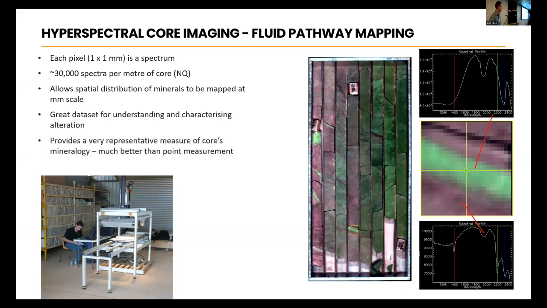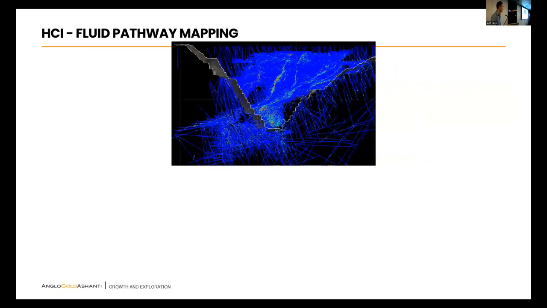Provides a very representative measure of the core's mineralogy, which is much better than, say, Terraspec point data. And it's useful for geomet modeling because it is much more representative. If you look at the diagram on the right, we've got the carbonate veins colored in green there. You can go and click on any one of those spectra, one of those 1 millimeter size pixels, and each has its own spectrum.